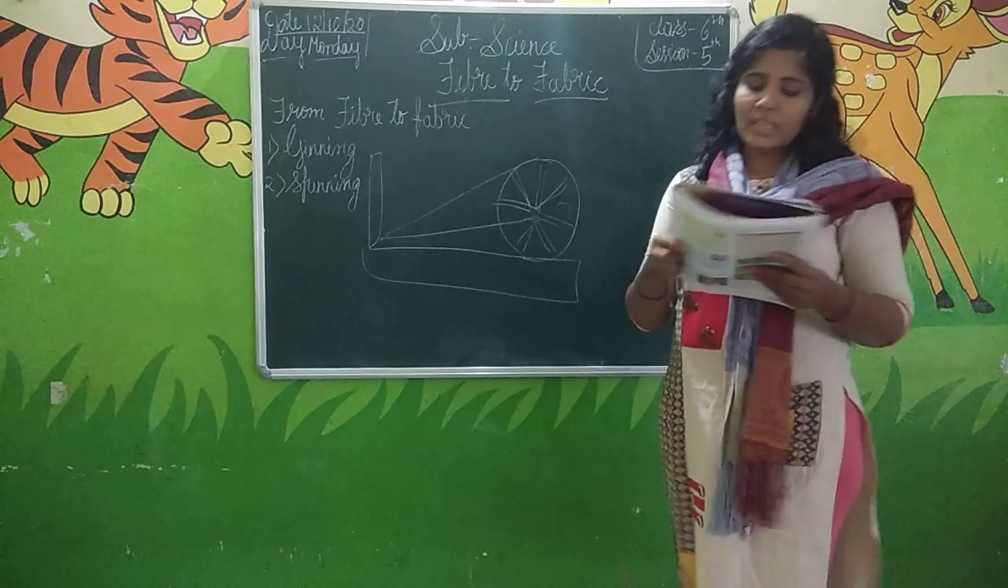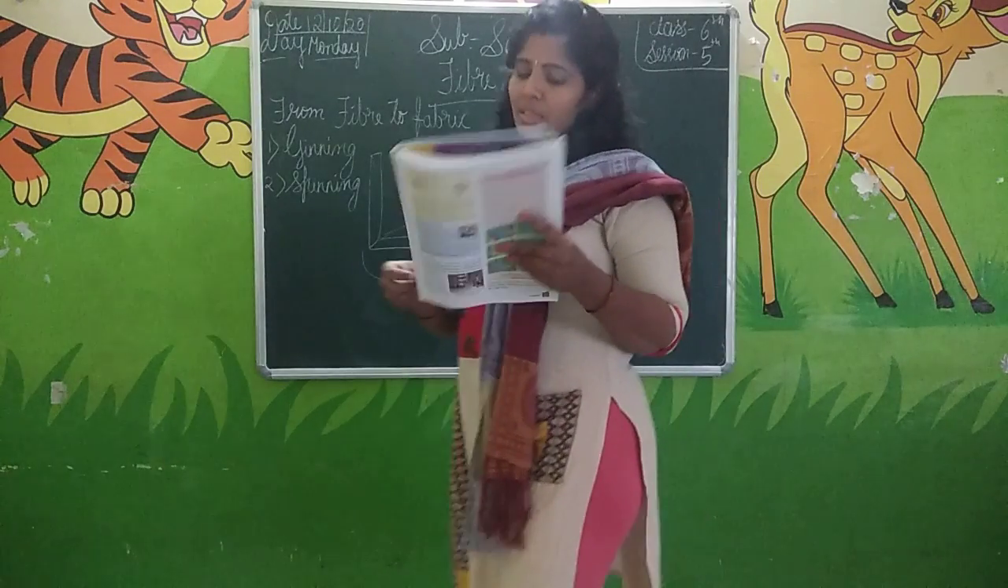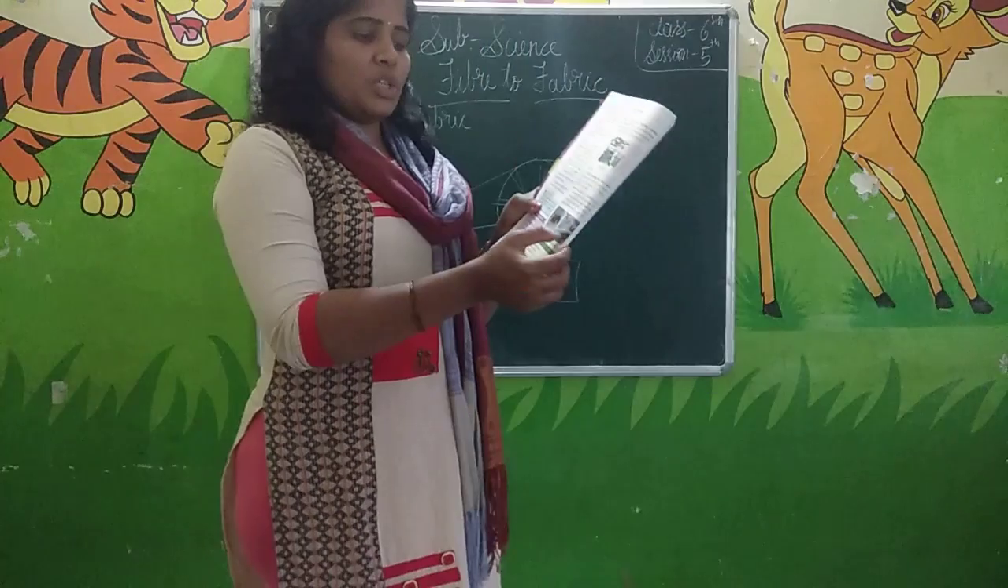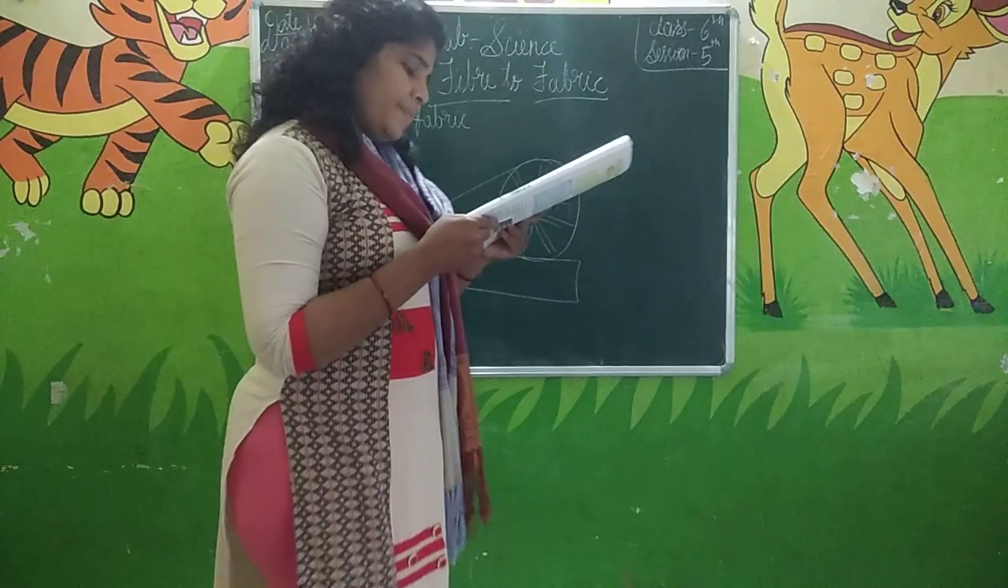But nowadays they use the spinning machine. You can see in the picture, this is the spinning machine. This is the takli. This is the old process of making yarn.